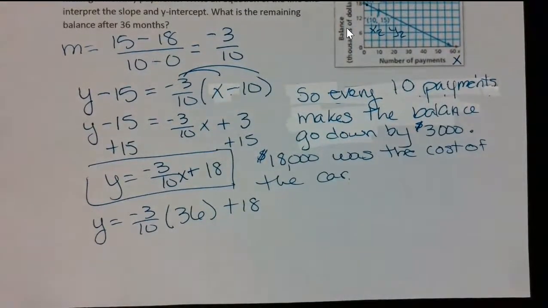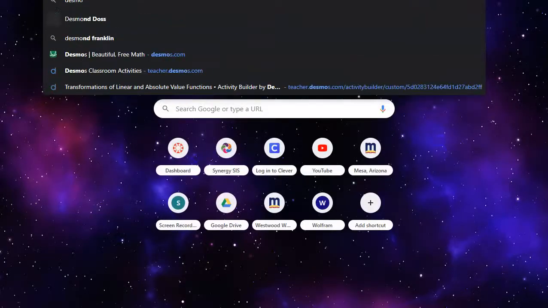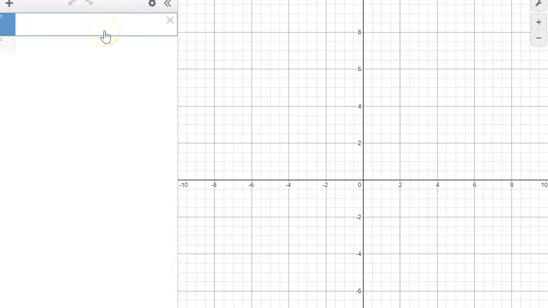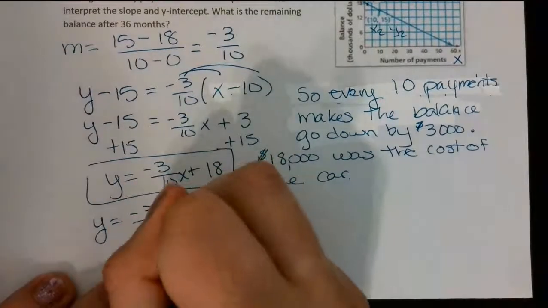Then what I actually want to do here is, since the math is a little more complicated, go to Desmos. So let me open that up. Alright, then I want to type in what I'm trying to solve. I'm trying to solve negative 3 divided by 10, oops, the parentheses gets arrowed out, times 36 plus 18. And it calculates it for me right here. It gives me 7.2. So going back to my notes, I get 7.2.